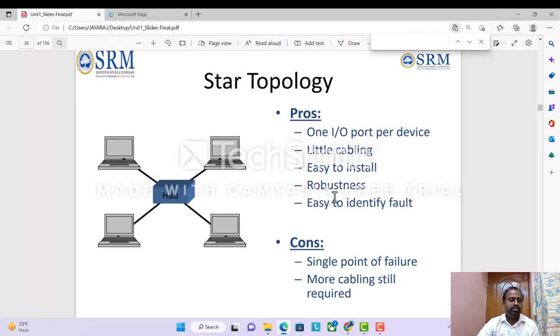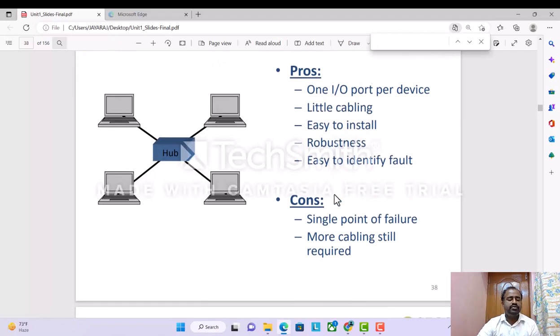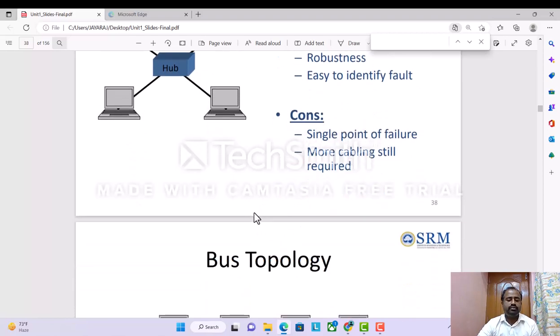It is easy to install again. Then robustness, it will provide more security. Then it is easy to identify the fault since the cables are very less in number. Then the disadvantage is single point of failure, which means if a single system has a failure, there will be no communication for that device. So more cabling should be needed in this star topology.